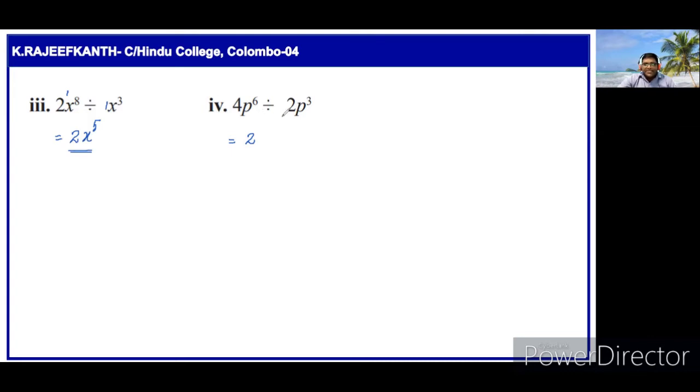Here these two powers have the same base. Then directly we can subtract the index. Then p to the power of 6 minus 3, 3. Then the answer is 2p to the power of 3.